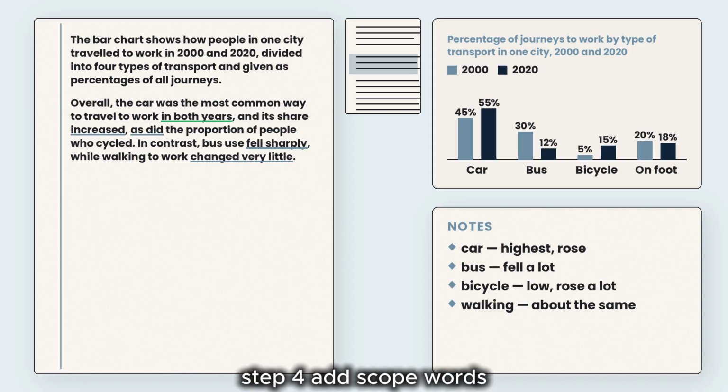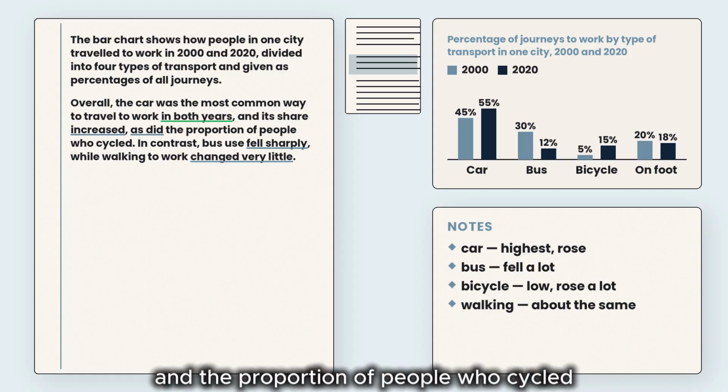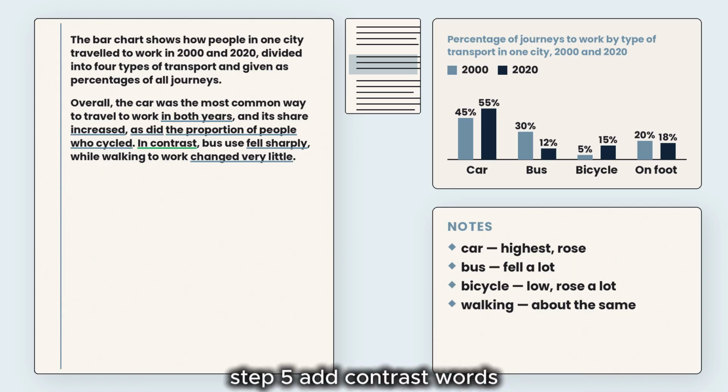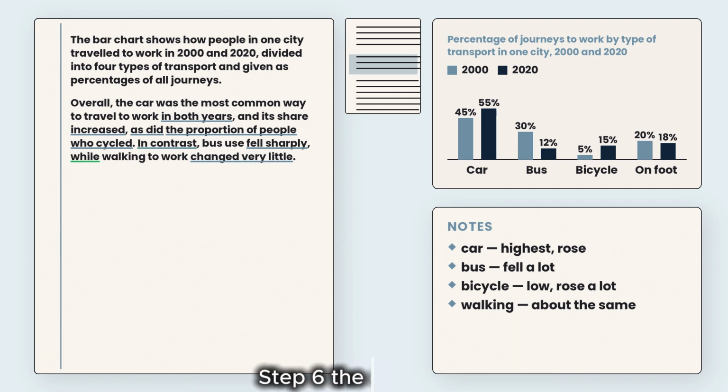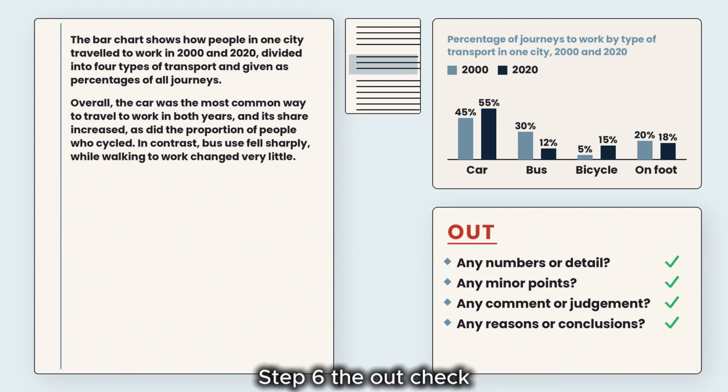Step 4, add scope words. The overview uses in both years and the proportion of people who cycled. Step 5, add contrast words. The overview uses in contrast and while. Step 6, the out check. No numbers, no minor point, no comment, no reason.